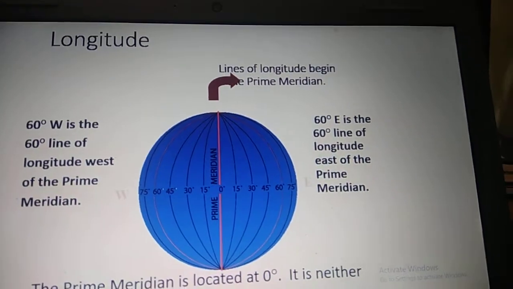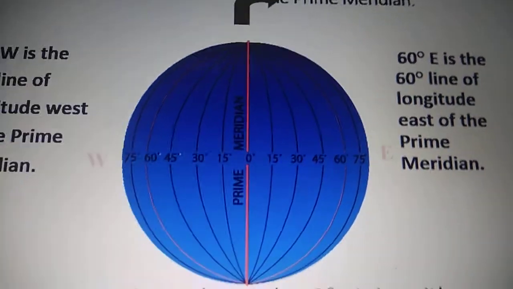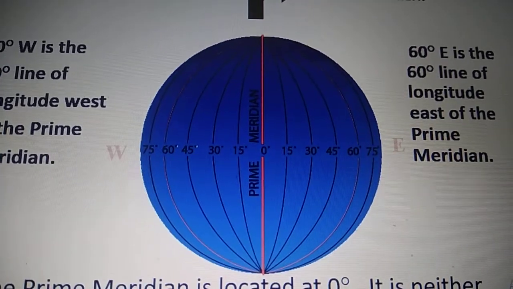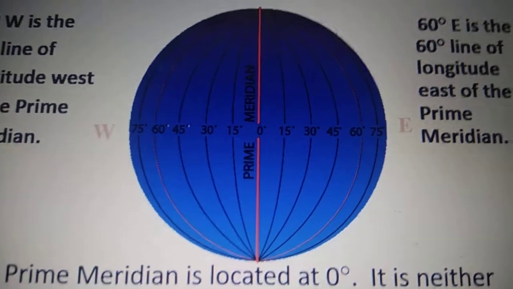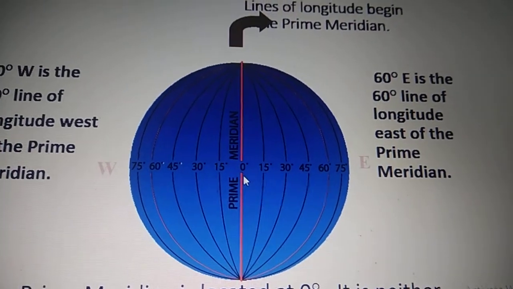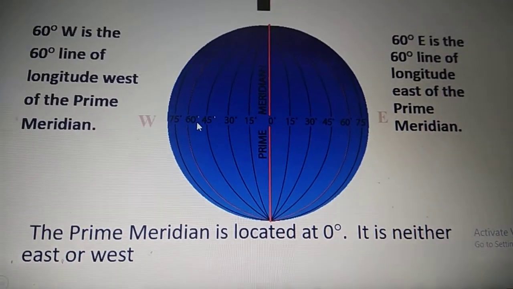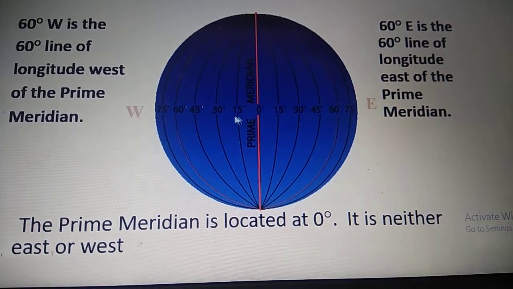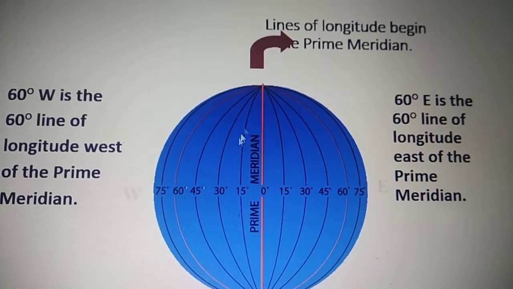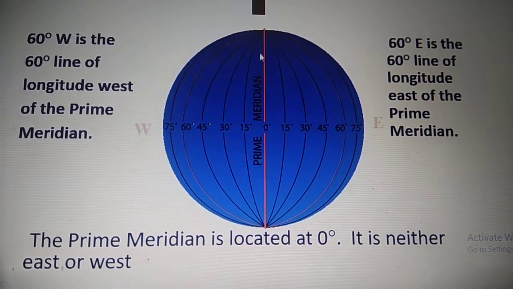So children, here you can see this is the prime meridian. You can see 0 degree, and they are counted in multiples of 15. You can see 0 degrees, 15 towards the east, and then starting 0 towards the west. So in total there are 360 lines, 180 in the east and 180 in the west. And this prime meridian is the 0 degree meridian. The starting point is the prime meridian.